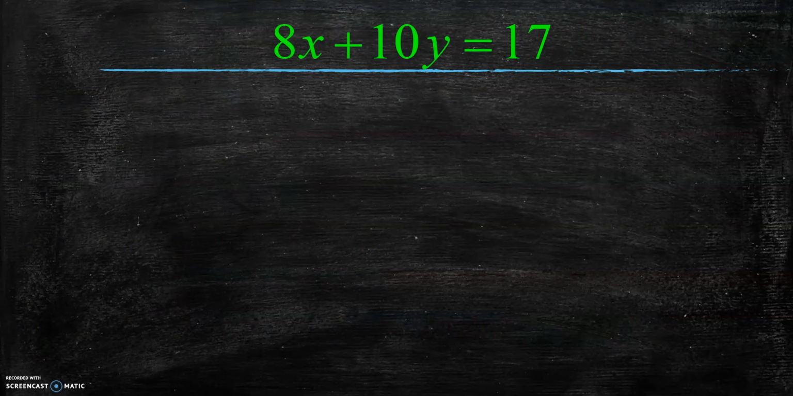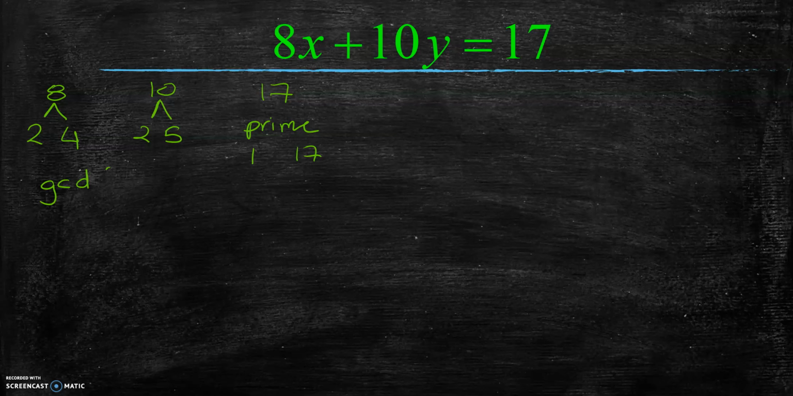Now let's look at 8x plus 10y equals 17. So 8 we know to be divisible by 2 and 4. 10 is divisible by 2 and 5. But 17 is prime, which means it's only divisible by 1 and itself, which means that we cannot reduce this equation any further. So let's go to our Euclidean algorithm to find the greatest common divisor for these coefficients.